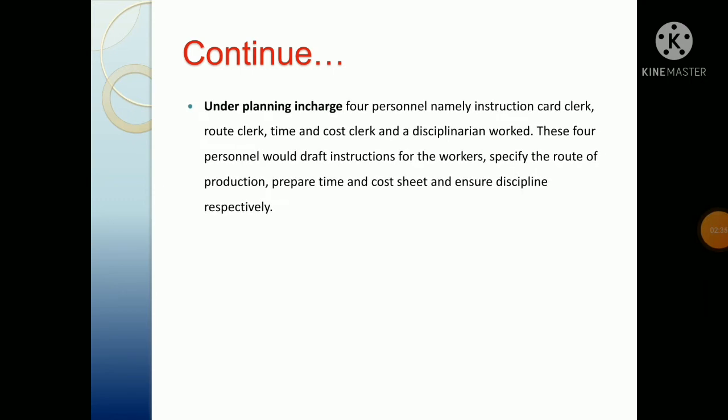Under the planning in charge, there are 4 people: instruction card clerk, route clerk, time and cost clerk, and disciplinarian. The instruction card clerk will give instructions to the workman, and the route clerk will provide the path of how to move each and every man and material. The time and cost clerk will evaluate and analyze the cost incurred in each process, and the disciplinarian will mainly concentrate on how to maintain discipline in the organization.